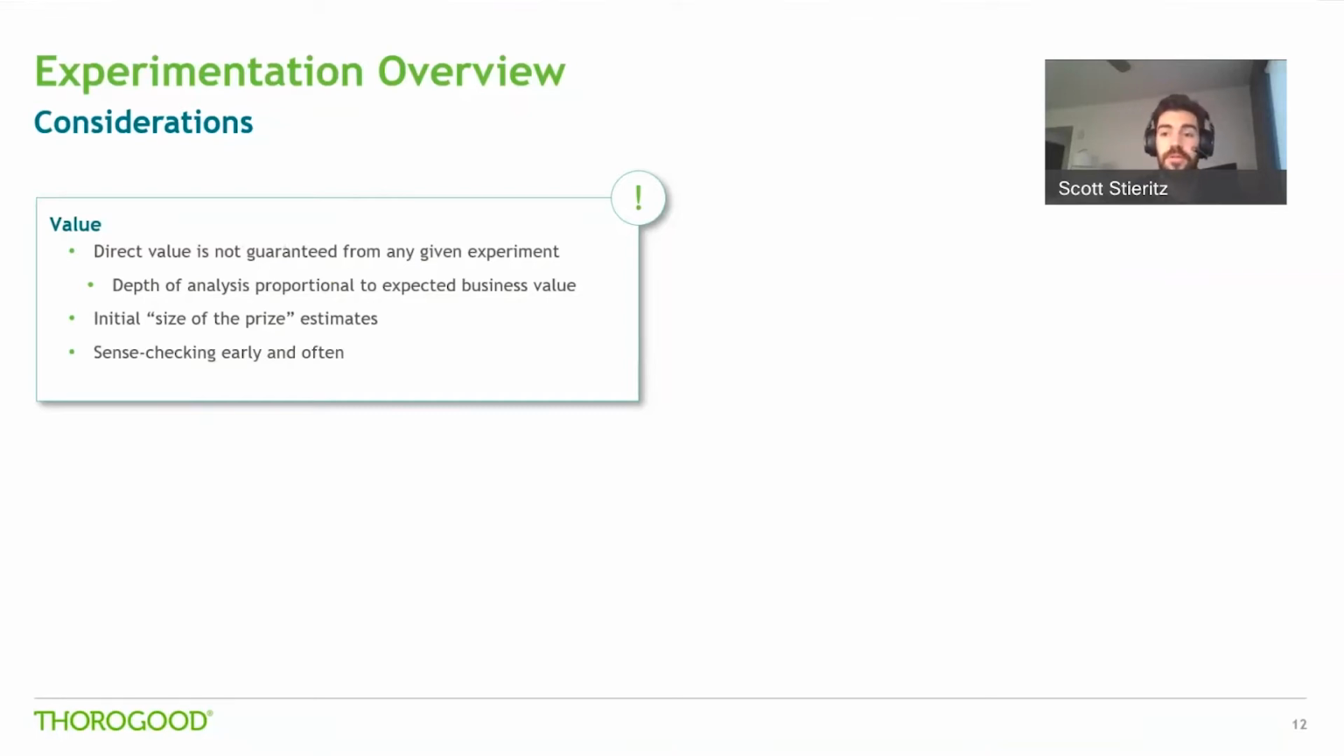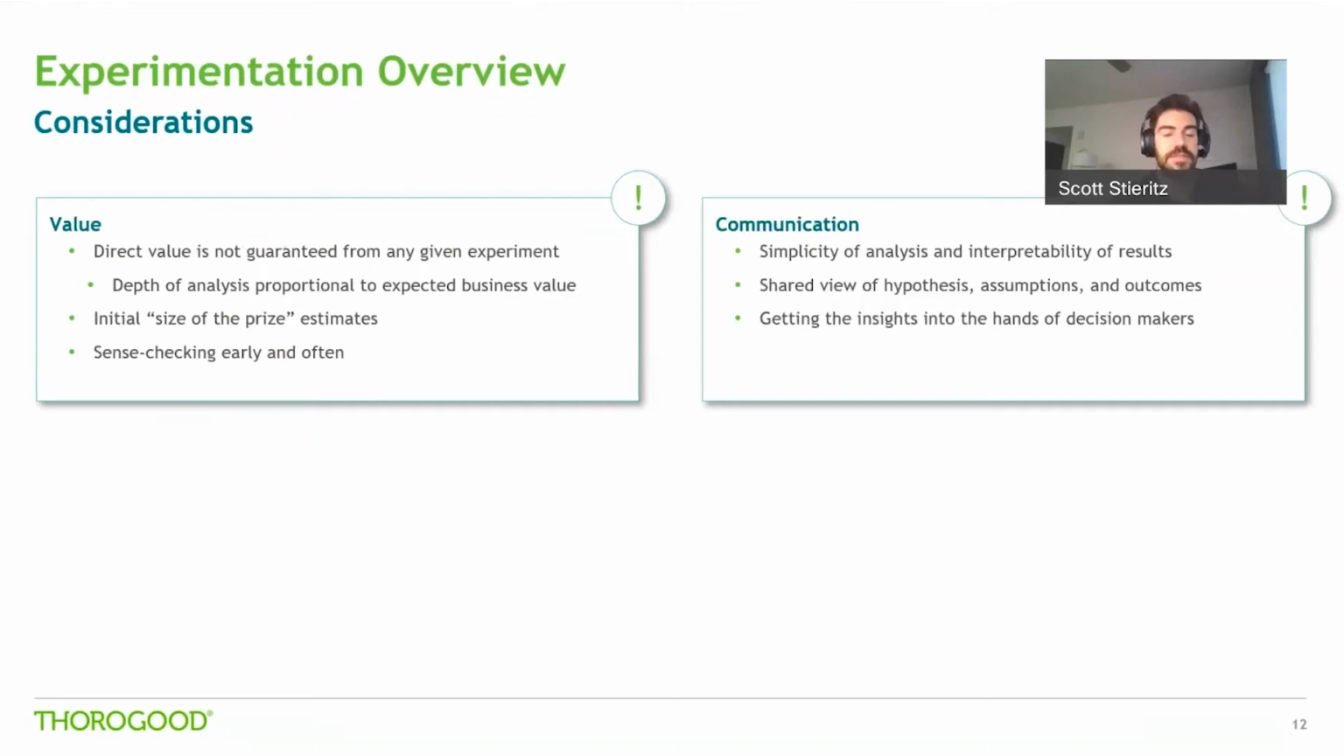We also want to work closely with people tied into the business situation in order to sense check the approach, make sure that the approach itself makes sense, make sure that the results we may get to would be something that's useful. And speaking of working closely with the business, communication is another really important consideration. So where possible, we want to keep analyses simple and interpretable, so that they're able to be understood and actioned upon by decision makers within the organization.